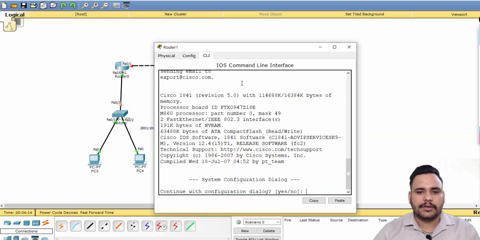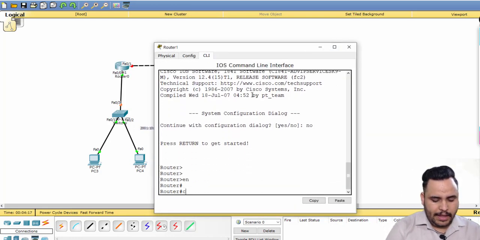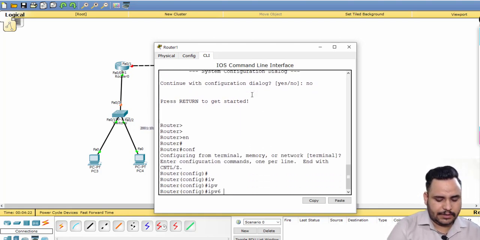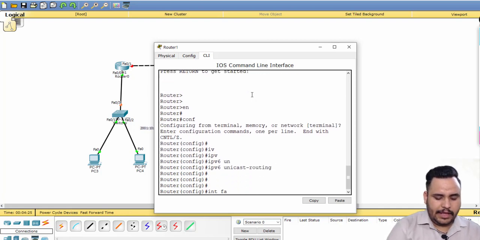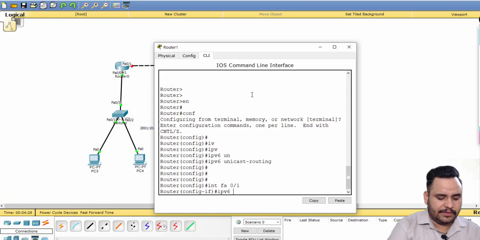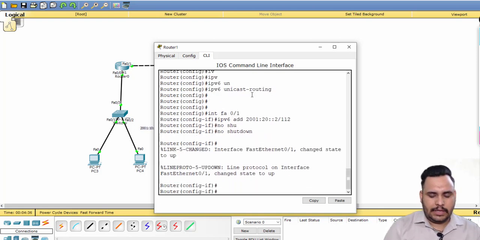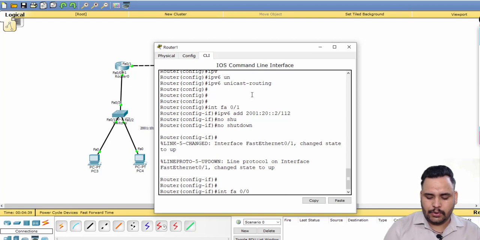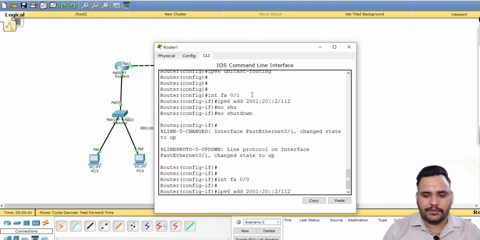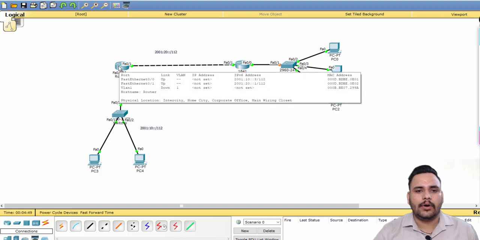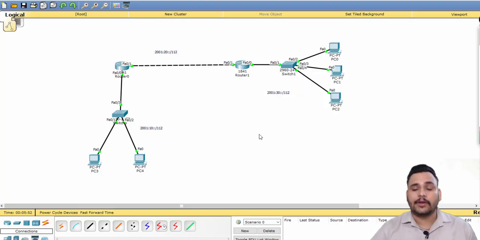So on the second router, first ipv6 unicast-routing, then FA0/1 IPv6 address 2001:20:2/112, and FA0/0 gets the IP address 30:4 because it's the gateway for LAN 2. Okay, so here you can see now all the IPv6 addresses are configured.